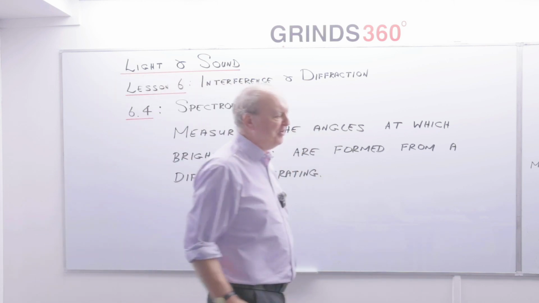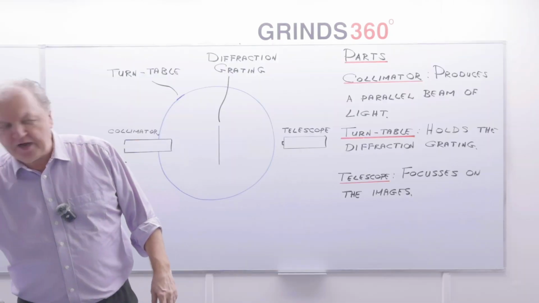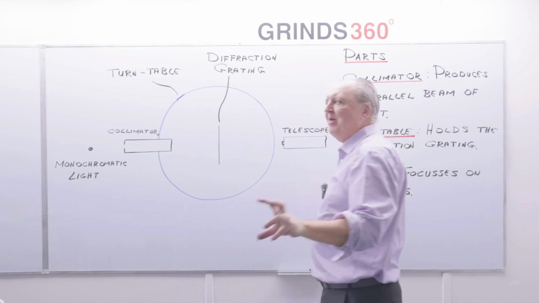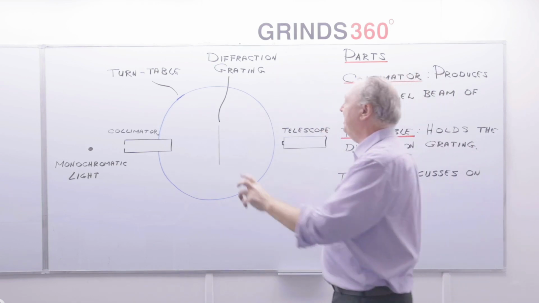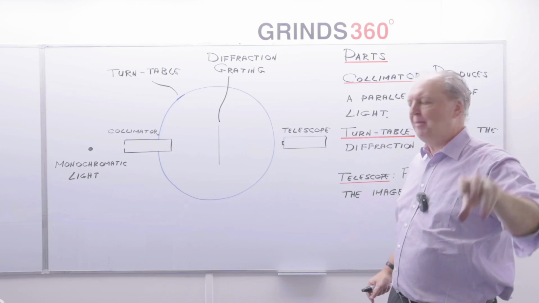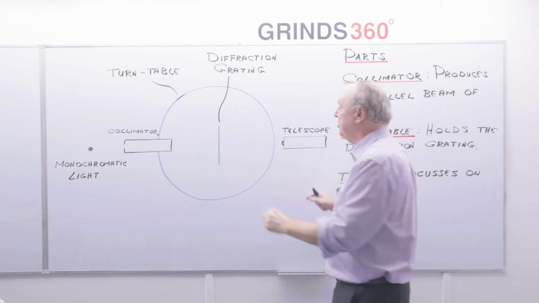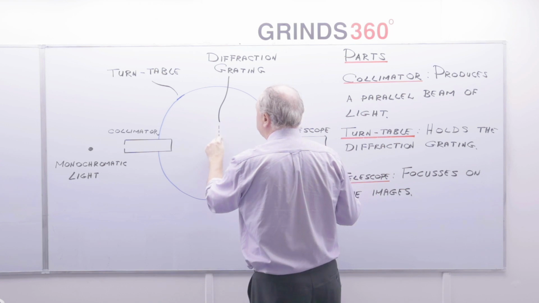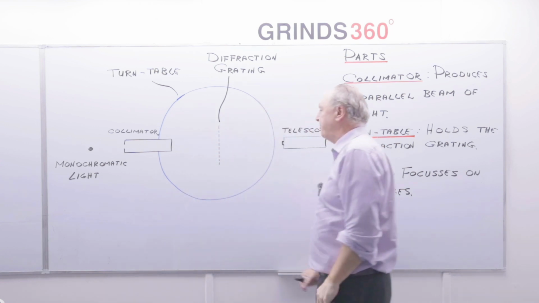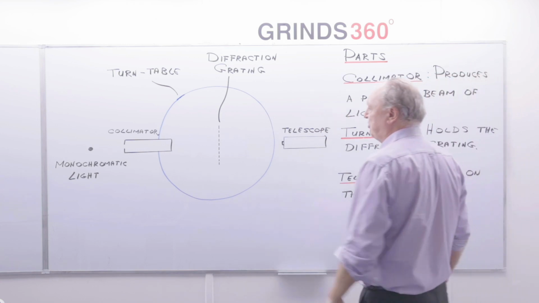Now, I need to be able to draw a diagram of it, and it's a very simple diagram. So here's my diagram here. I've got a circle. That will represent the turntable right in the middle of the spectrometer. And on that turntable, you are going to place a diffraction grating. That diffraction grating, as you know, has lots of little gaps, hundreds, thousands of gaps per millimeter. You don't have to put the gaps in, but there they are anyway. And you're going to shine light onto that diffraction grating.